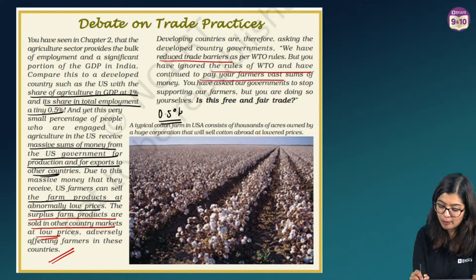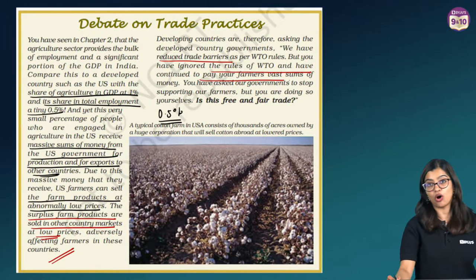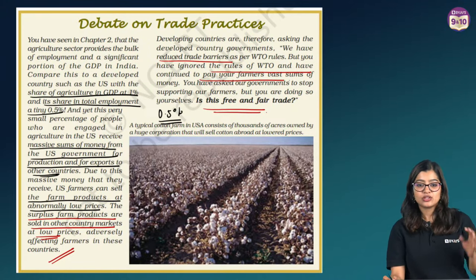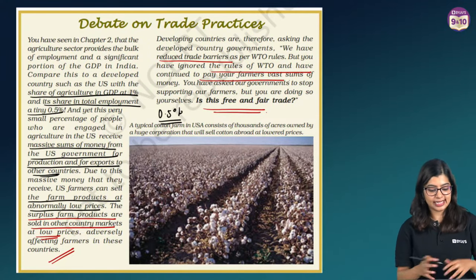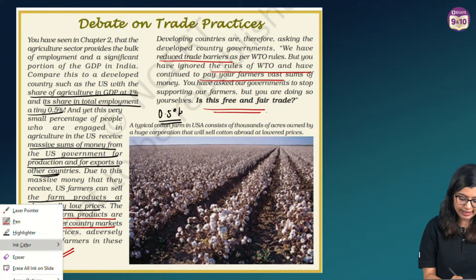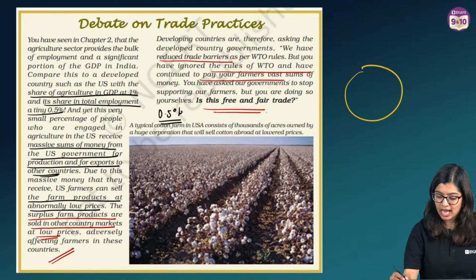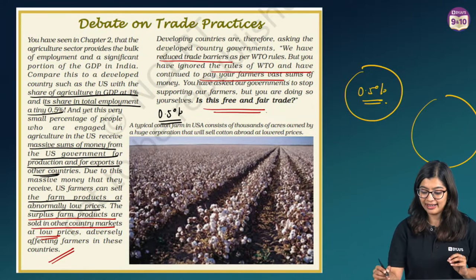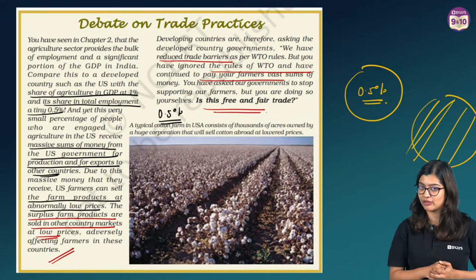And you have continued to pay your farmers large sums of money. So is this free and fair trade? So have you understood this bit? See, what is happening? You have a country like the US. Now, there are only 0.5% of farmers who are here. That means very low population. While India, wherein 60% of the population is doing farming.